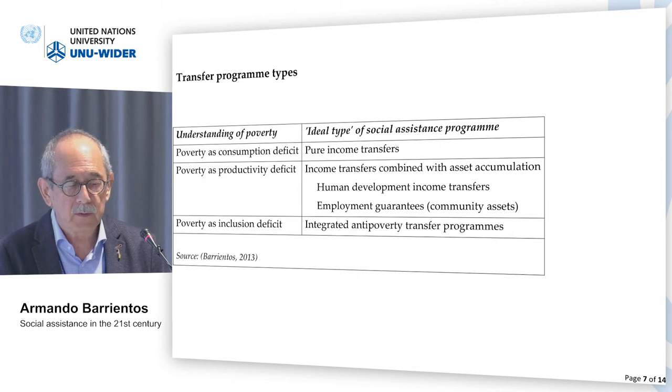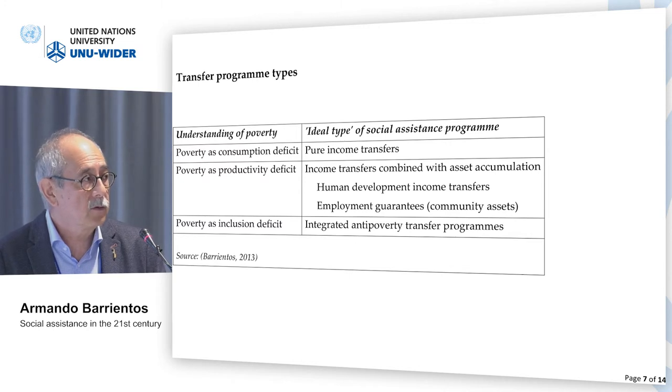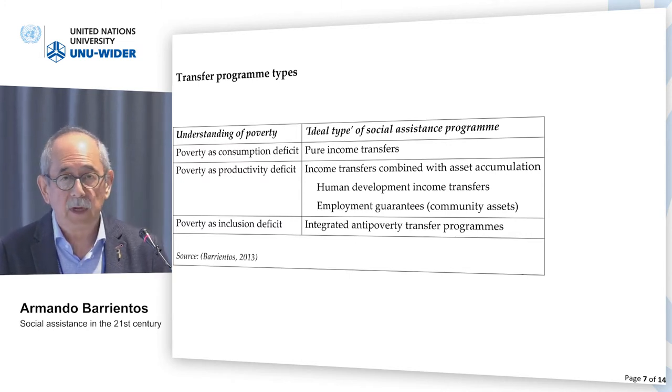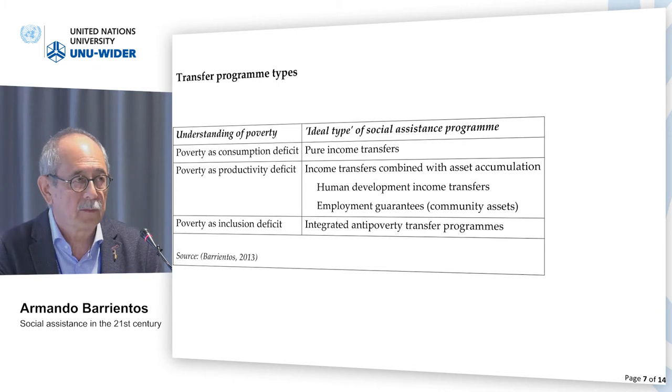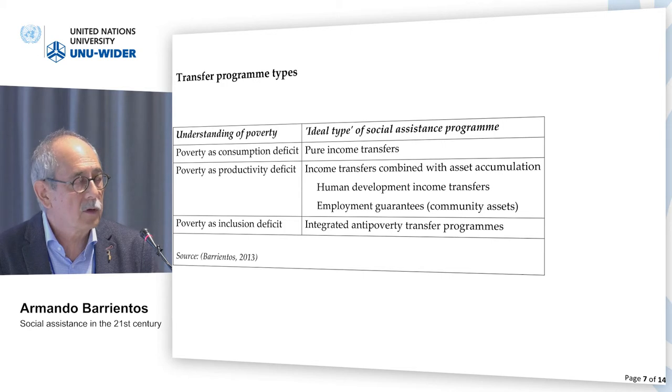So you have programs which are only transferring income, and the assumption there is that poverty is to do with consumption primarily, and that by transferring income, you are going to improve the consumption of these families. There are other types of programs that combine transfers of income and assets, either human assets or community assets. And therefore they understand poverty has to do with productivity deficits, not just consumption deficits, but productivity deficits too. Conditional cash transfer programs, for example, and employment guarantee programs are engaged in improving community assets.